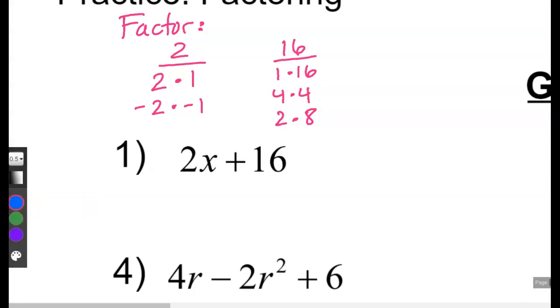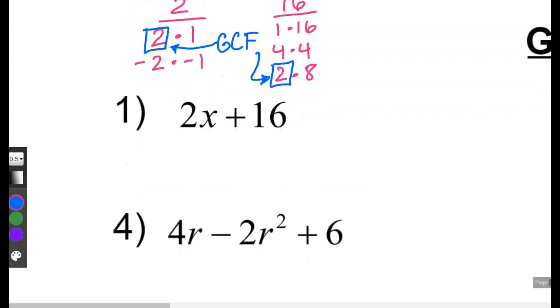Bigger, a little bigger. There's one more that's bigger. Not lower. 2. 2 is both a factor of 2 and a factor of 16. Therefore, 2 is the greatest common factor between 2 and 16. So that is the GCF of 2x plus 16.